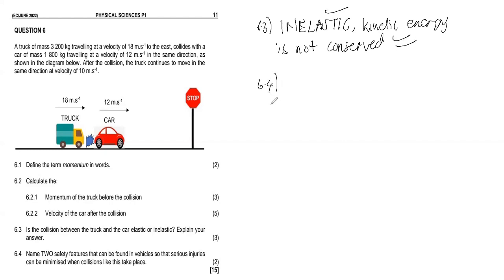Then 6.4 says, name 2 safety features that can be found in vehicles so that serious injuries can be minimized when collisions like this take place. So we know those safety features. Number 1, we have the seat belts, and then we also have the airbag, and then also you can mention the crumple zone, right? So either 2 of these 3 would be correct. And that's how you were supposed to approach this question for a total of 15 marks.